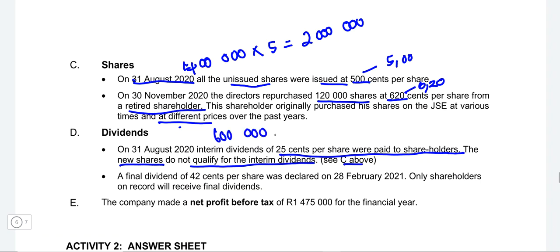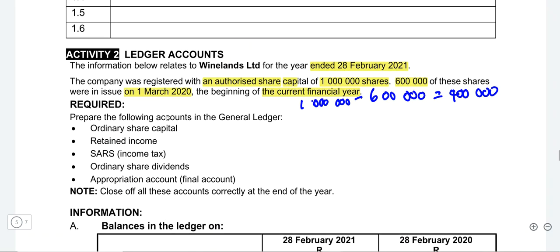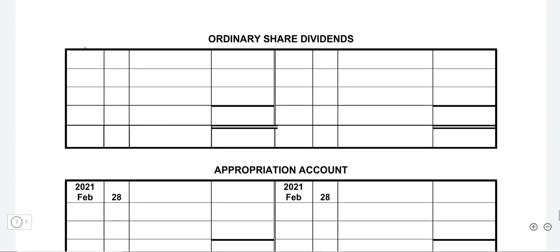So we'd say 600 multiplied by 0.25. Let's see how much we will get. If you say 600,000 multiplied by 0.25, it gives you 150,000. So we're going to show this in our records here. Remember, the payment is done on the 31st of August. So we're going to come here. Remember, this is the credit side, and this is the debit side, and this account is treated more like an expense. So that's why it must be closed off to appropriation.